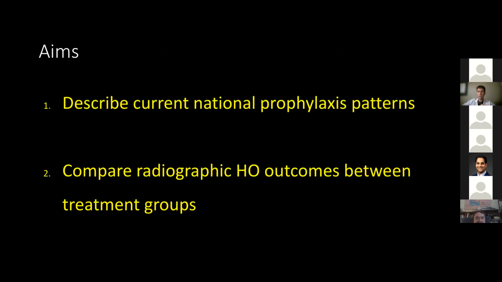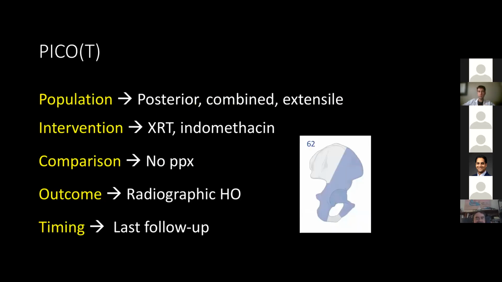And then we also wanted to look at radiographic outcomes and see if there's any difference in HO outcomes between the different treatment groups. So we took all the patients that were in the closed prepare group with type 62 fractures, so acetabular fractures, and those that were at the higher risk of developing HO, so patients that underwent combined anterior and posterior extensile exposures. And then we excluded all patients with either isolated anterior exposures or if they had acute total hip performed at the index procedure.